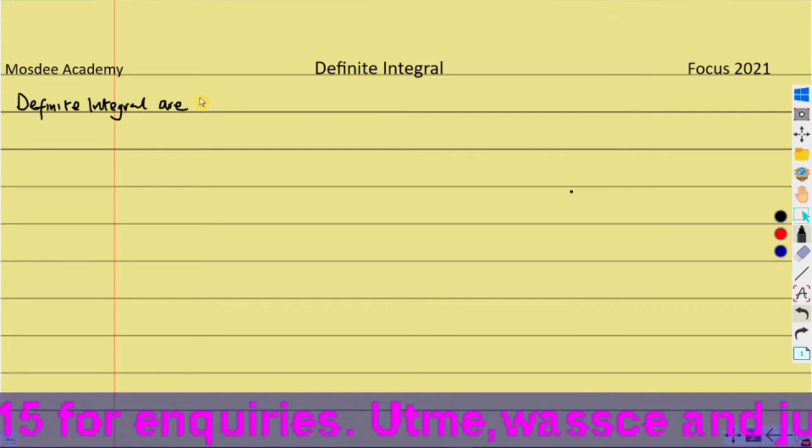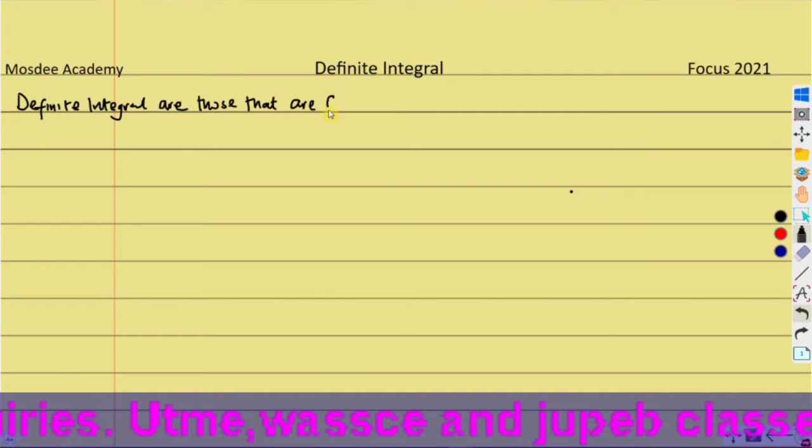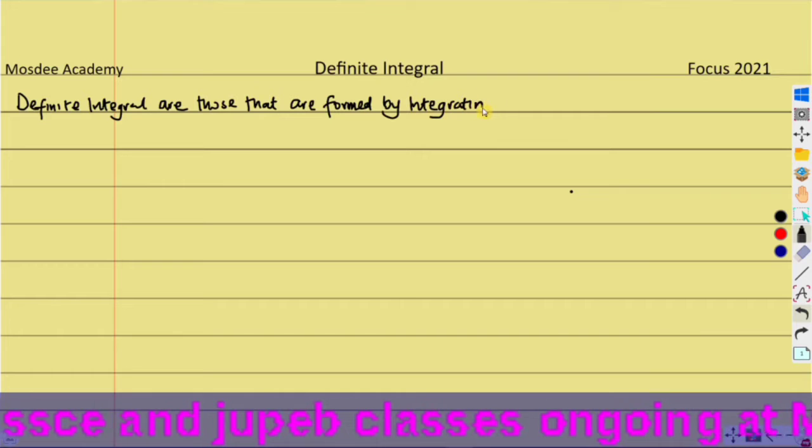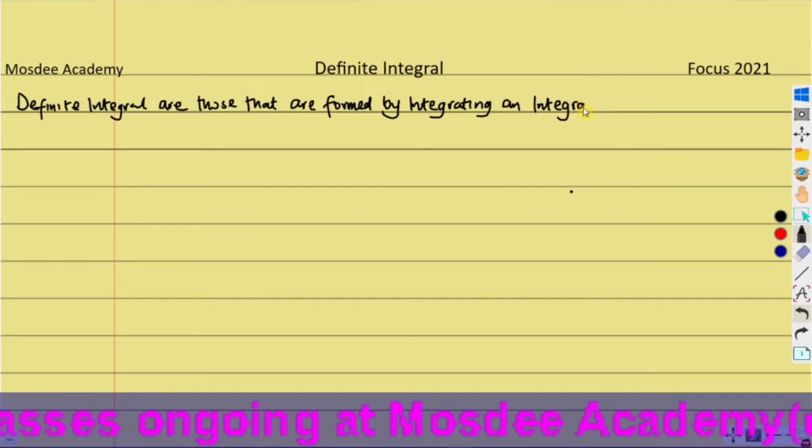Definite integrals are those that are formed by integrating, as now we've discussed, integration we call summing up, integrating an integrand with a specified limit.